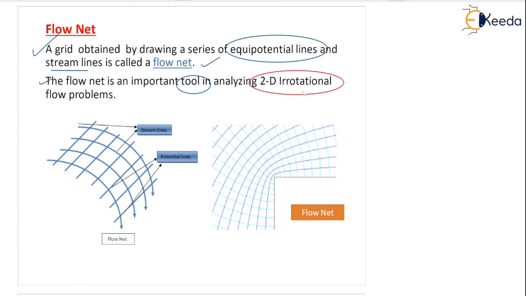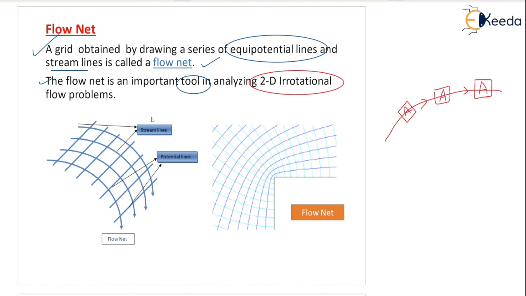Already we have seen irrotational flow. The fluid particles, while flowing along the streamlines, do not rotate about their own axis. Correct? Then it is called irrotational flow. Look at the orientation of A. It is simply going in the line. It's not rotating. Correct? So the flow net is an important tool in analyzing two-dimensional irrotational flow problems.